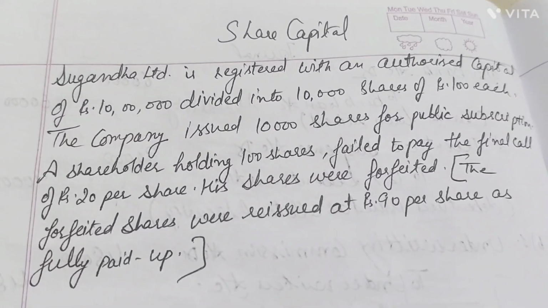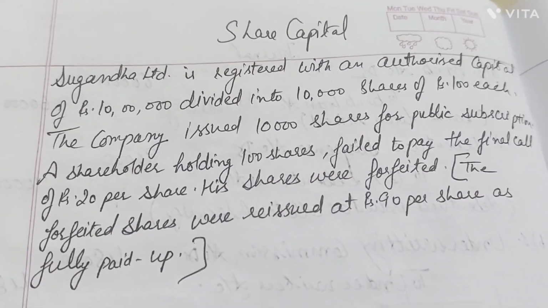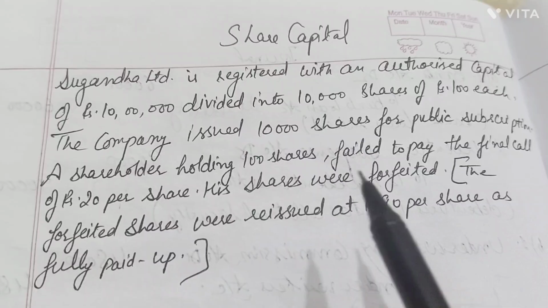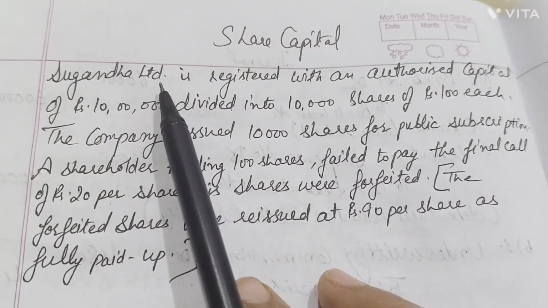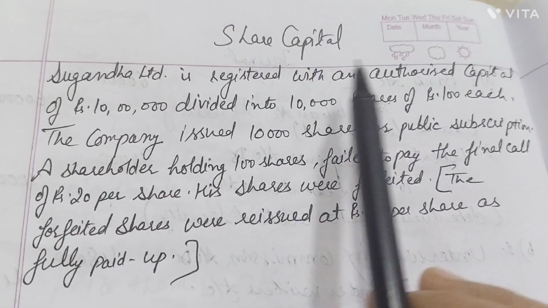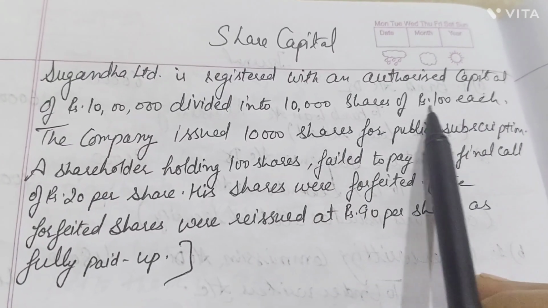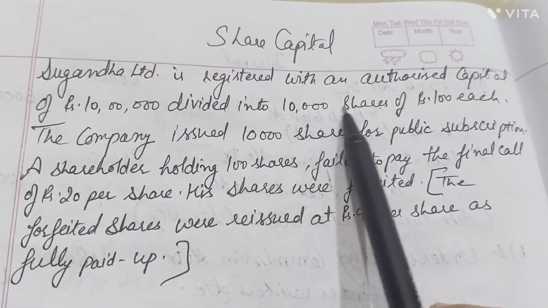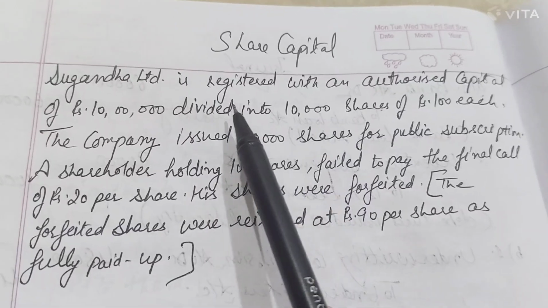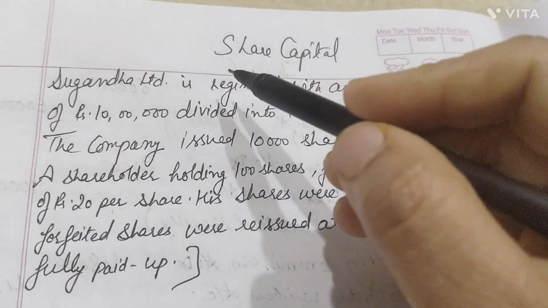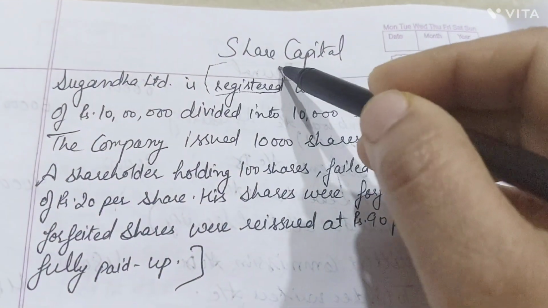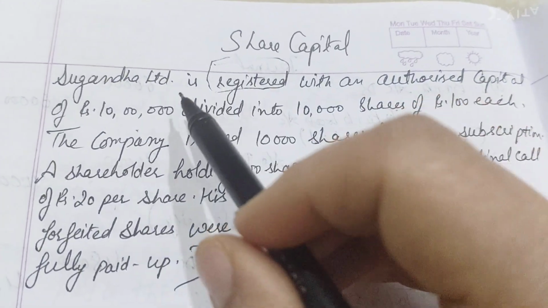Friends, in today's video, we will be discussing share capital, how it is to be shown in the balance sheet. Here in the given question, we are provided that Sugandha Limited is registered with an authorized capital of 10 lakh, that is 10,000 shares of rupees 100 each. 100 is the face value and the number of shares issued was 10,000.